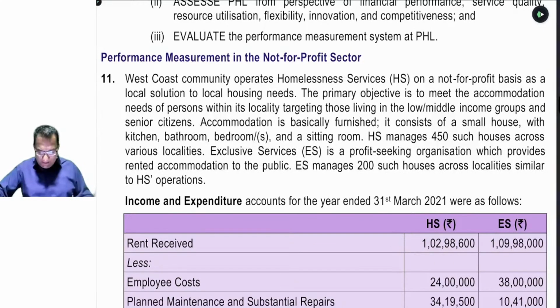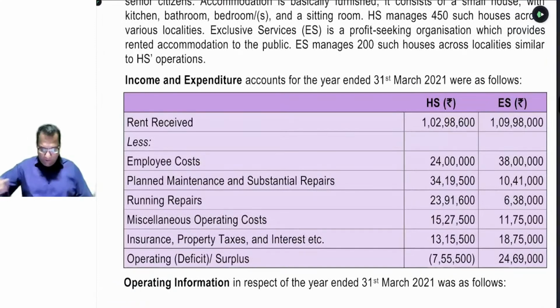Now the income and expenditure of both are given. Rent received 1 crore 2 lakh. This is our income revenue, and expenses of 1 crore 10 lakh approximately. Employee cost is given. Plant maintenance is given. Running repair is given. Operating cost is given, miscellaneous, and deficit.